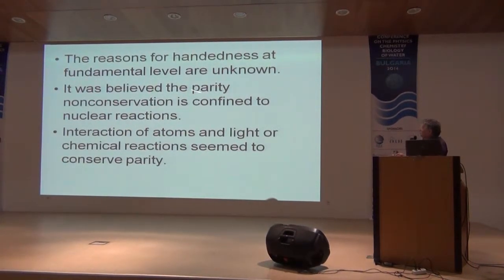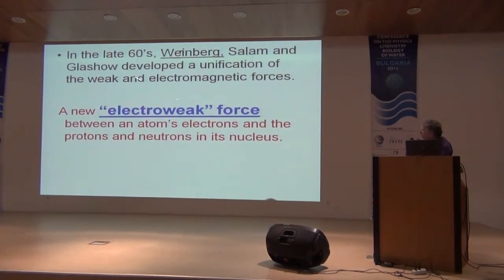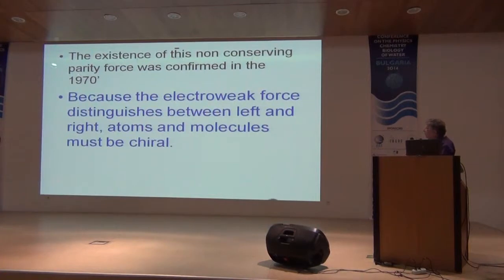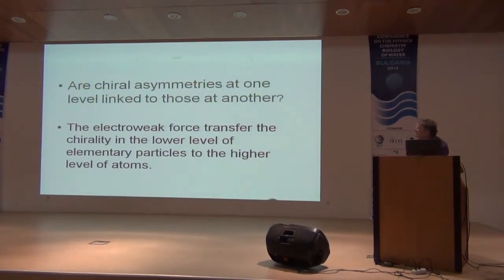Now, we don't know the reasons at a fundamental level. It was believed that parity violation is confined to nuclear reactions, and interactions of atoms and light seem to conserve parity. But the new electroweak force found by Weinberg, Salam, and Glashow turned out to be parity non-conserving. Then, because the electroweak force distinguishes between left and right, atoms and molecules must be chiral in the nuclear sense of it, in the basic sense of it.